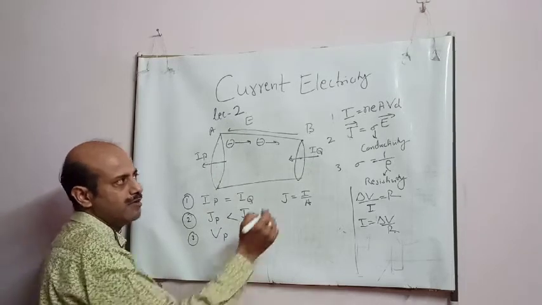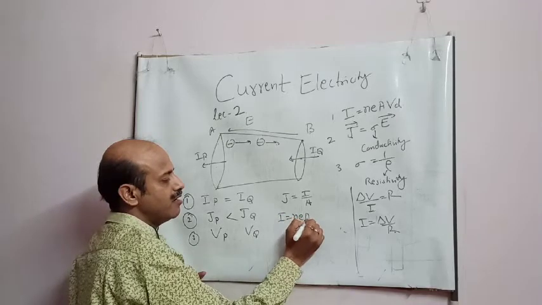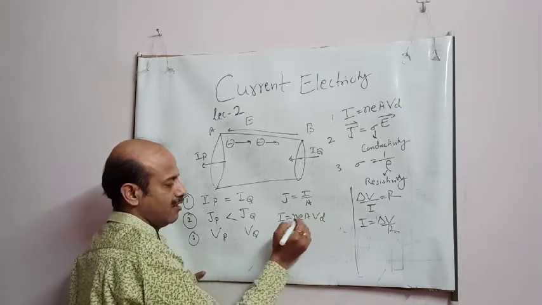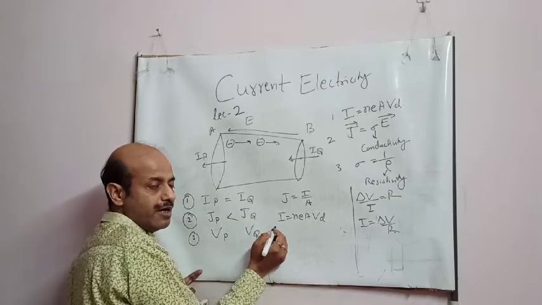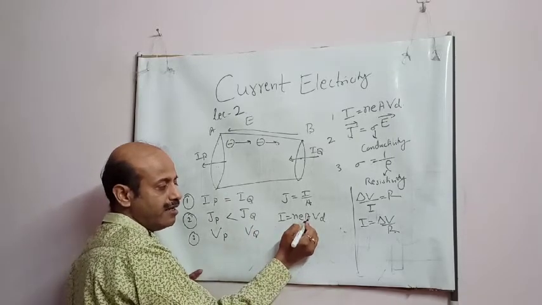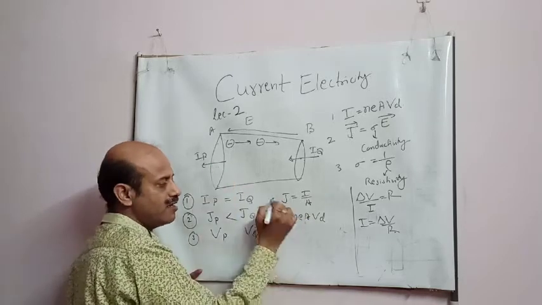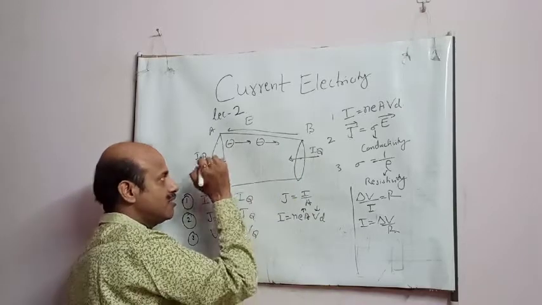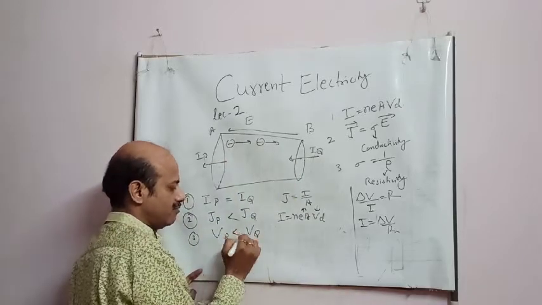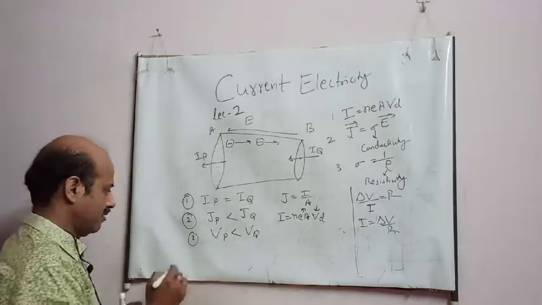Now student, just now we have derived this formula, I is equal to NEAVD. Now current is same, and area is higher here. So if this area is higher here, the VD has to be less, then only the current will be same. So this drift velocity is less here, student. From this formula you can explain it.